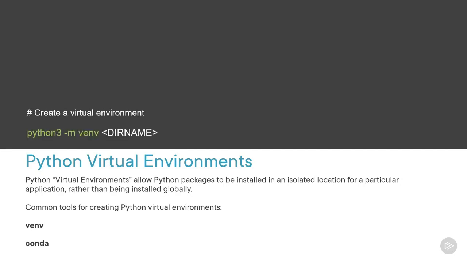Now, here's the syntax for creating a virtual environment using venv and Python 3. You basically run python3 space -m space venv and then your directory name, whatever you want to call that virtual environment. And after you do that, then you can start to develop your scripts and or application in that virtual environment. You can start to install packages in that virtual environment, and things can be isolated.